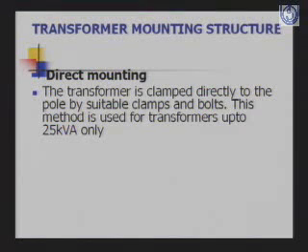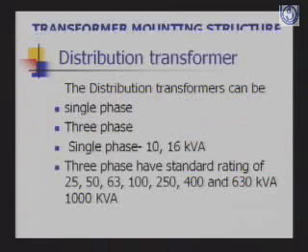You have seen many transformers mounted on the roadside. They will be on either an edge structure or a single pole. So direct mounting we will discuss first. The transformer is clamped directly to the pole by suitable clamps and bolts. This method is used for transformers up to 25 kVA only, because the single pole will not be able to take the weight of a transformer more than 25 kVA.